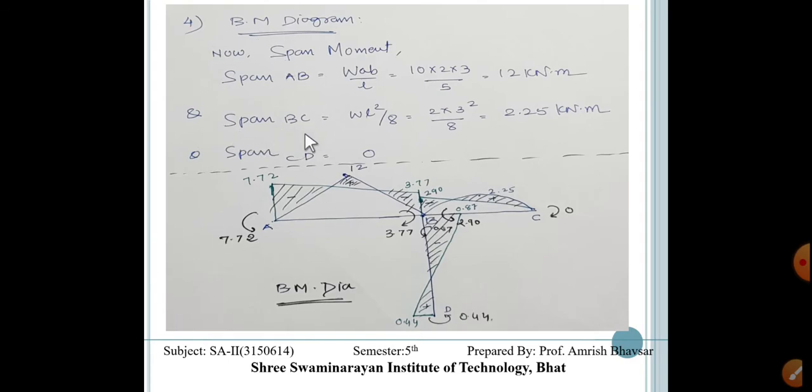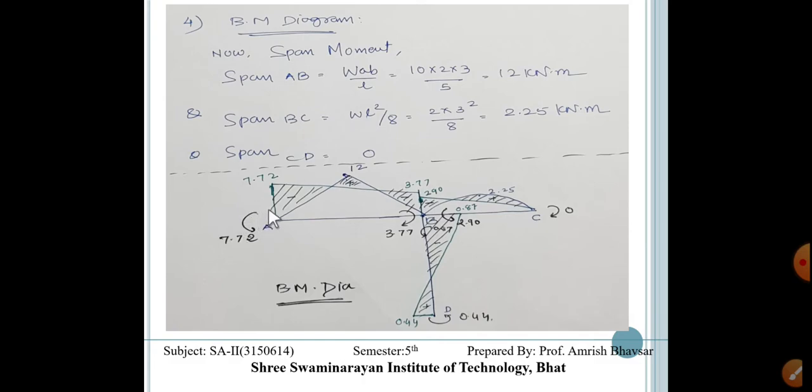B to C span के लिए क्या मिलेगा, wL² by 8, w है हमारा 2 into 3² by 8, and we will get 2.25. और span C to D there is no load, so it is 0. अब जब भी हम diagram बनाते हैं तो यहाँ पे हम ये वाली moment देखते हैं.